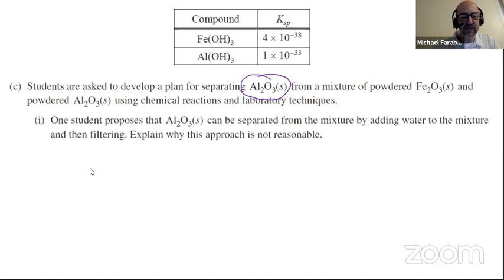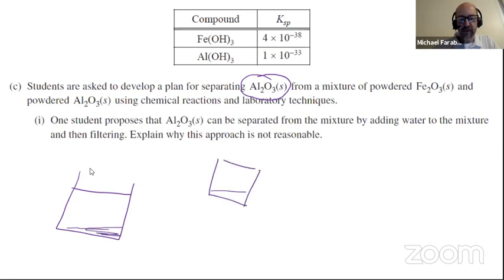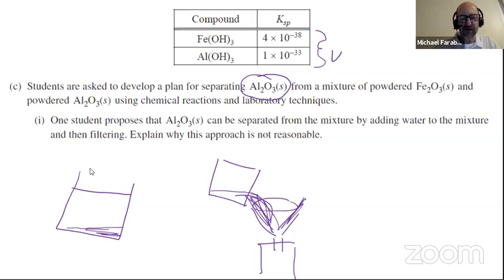Now, one student proposes that the aluminum oxide can be separated from the mixture by simply adding water and filtering. That would mean that we have our mixture, we've added the water to it, and then you'd have to pour that through some kind of a funnel and separate the solid. The problem with that technique, it says, explain why this is not reasonable. Even though there is a slight difference between the KSP values for iron and aluminum hydroxide, it's a very small difference.